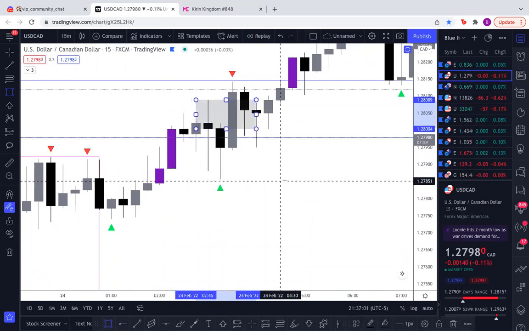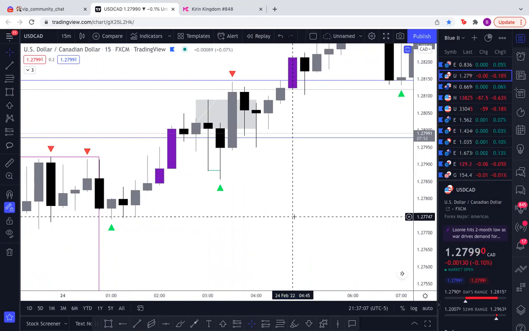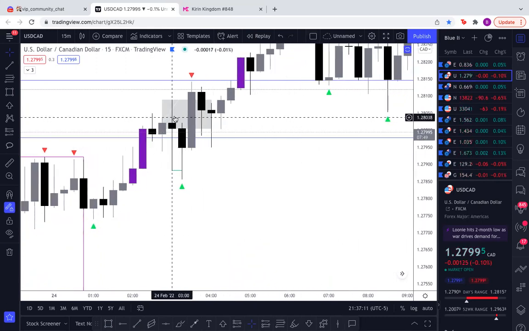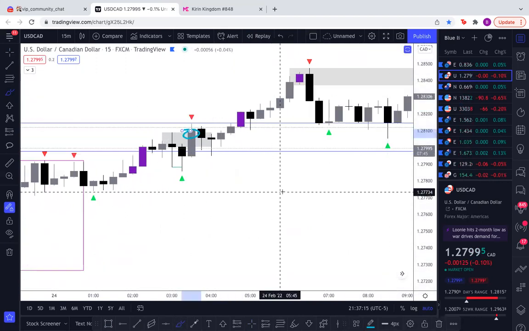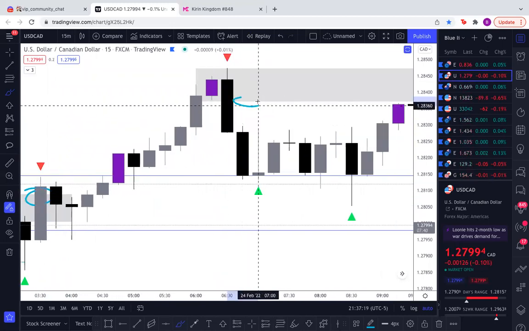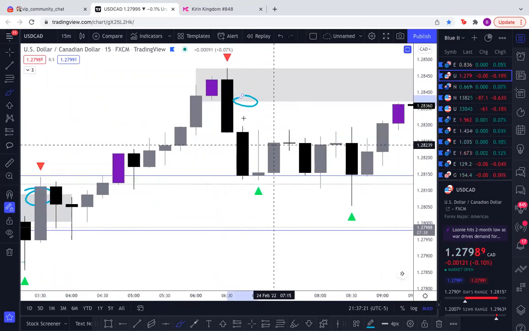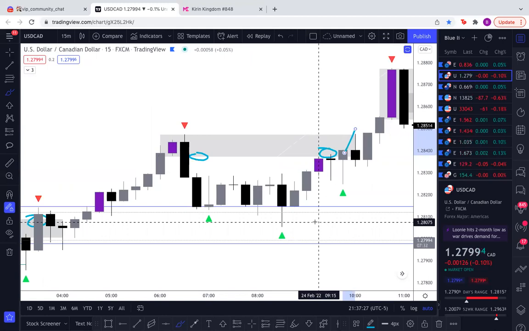Is it strong? No, because we didn't close below this. So we know it's weak, so we risk less, and we would have SL'd. Now we wait for another engulfment. Here's that engulfment. Is it an instant entry? No, so we automatically assume to risk less. We could have started hopping in here, SL.